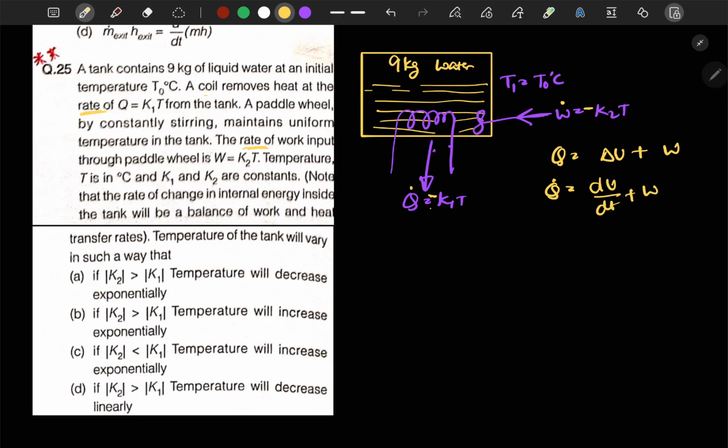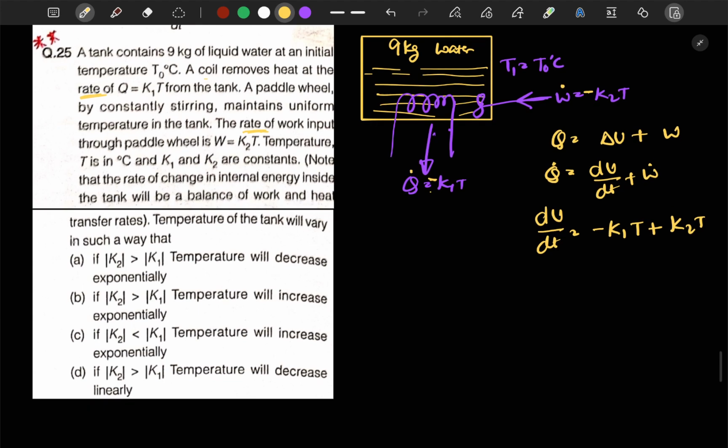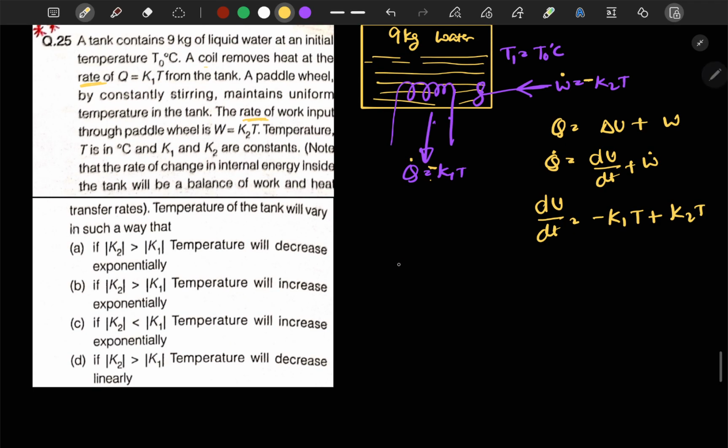Now we get dU by dt is equal to Q dot minus W dot. Q dot we calculated earlier to be minus K1 T, and for W dot we get minus of minus, so it should be plus K2 T. Now since we have dU by dt, we can always integrate it.